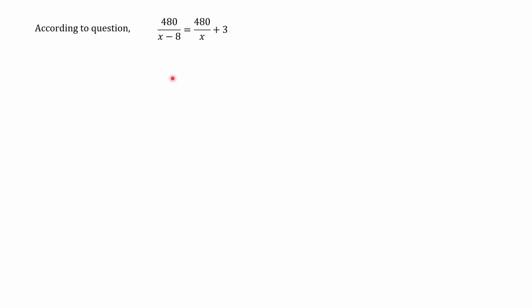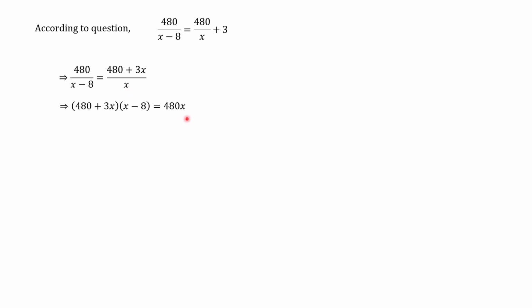According to the question, if the speed had been 8 kilometers per hour less, it means this is equal to 3 more, that is plus 3, to cover the same distance. It means this: 480 by x. Here, this left hand side will remain the same, and on the right hand side we will take the LCM. Here the LCM is x, so in the numerator we will have 480 plus 3x. And here we cross multiply this 480 plus 3x with this x minus 8, and this 480 with this x.